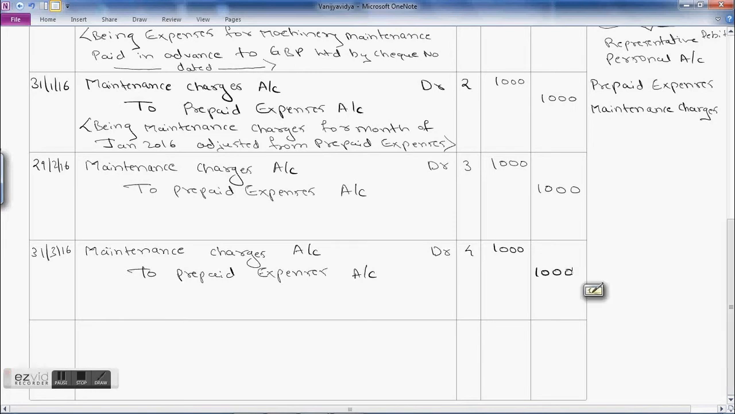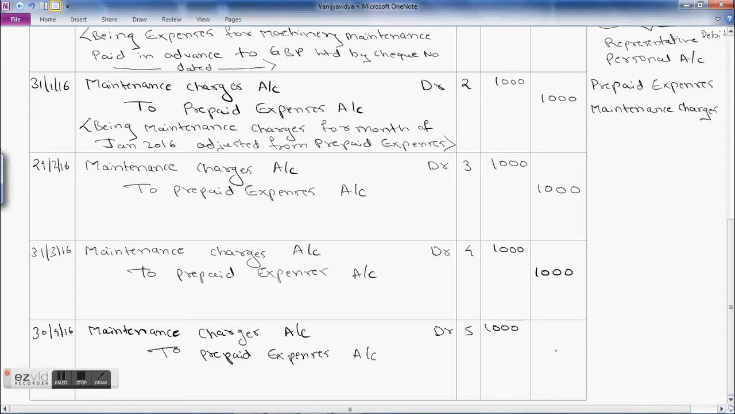Amount is 1000. Then again for the 1st April there is no entry. At the end of the month you have maintenance account debit to prepaid expenses. Amount is how much? 1000.